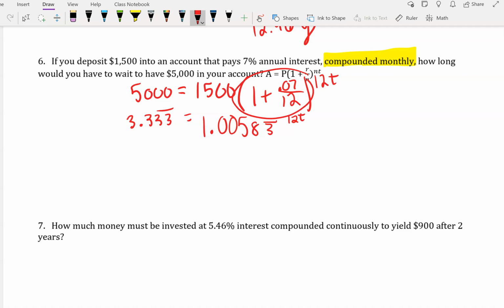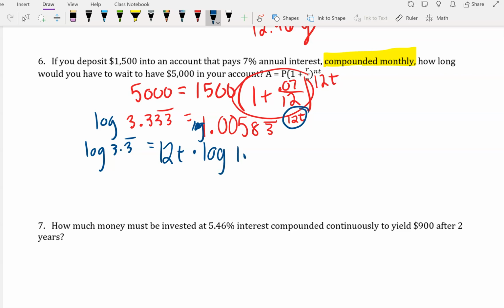All right, unfortunately here we don't have base e, so I can't just natural log both sides and cancel out. So instead, I'm just going to log both sides. I can either log or natural log, doesn't matter. Either way, nothing's going to cancel immediately. But the whole point of that is that I can bring the exponent in front now that I have logs. So it's going to be 12t times log of 1.00583 with a repeating 3 decimal.